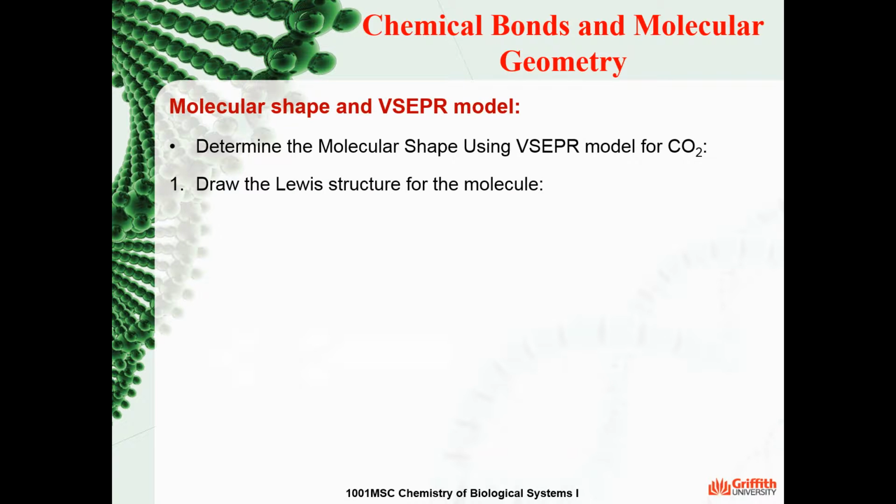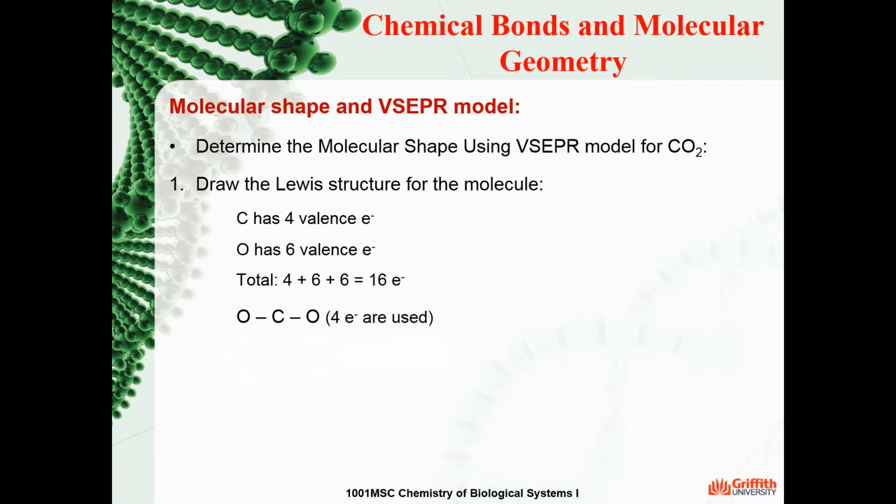The first example is to determine the molecular shape and polarity for a molecule of carbon dioxide. First, we need to draw the Lewis structure for this molecule. Carbon has 4 valence electrons. Oxygen has 6 valence electrons. So, there are a total of 16 valence electrons. We put the carbon in the center and bind it to the 2 oxygens. So far, we have used 4 electrons.